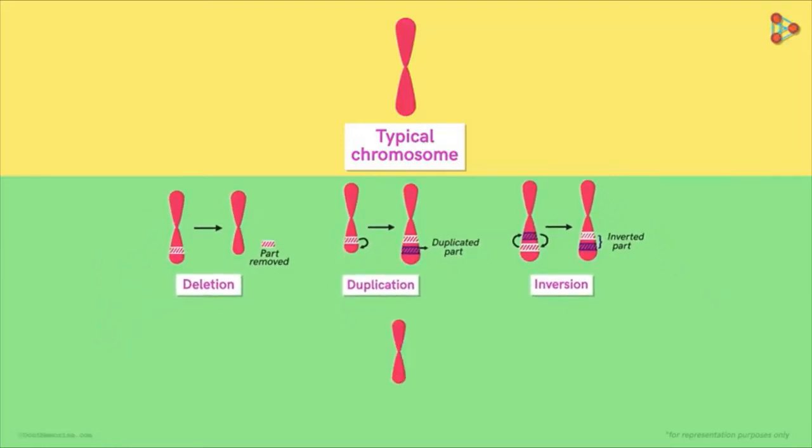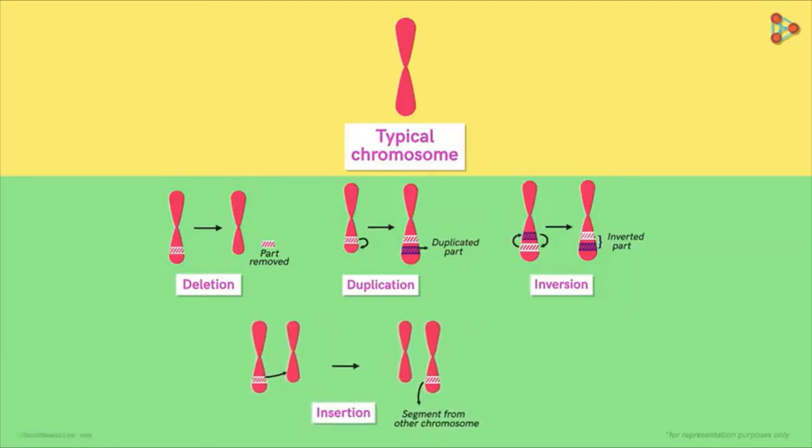Now let's take one more chromosome. Imagine a part of this chromosome gets removed and gets inserted in this chromosome. What will be the result? That's correct. Both the chromosomes will change drastically. This type of mutation is called insertion.